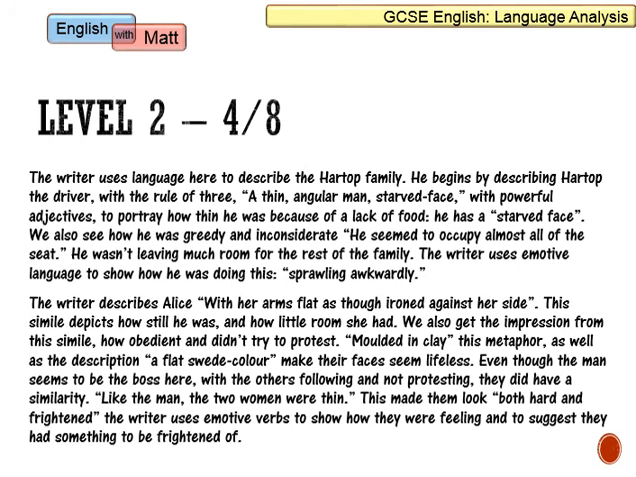We also see how he was greedy and inconsiderate. He seemed to occupy almost all of the seat. He wasn't leaving much room for the rest of the family. The writer uses emotive language to show how he was doing this, sprawling awkwardly.